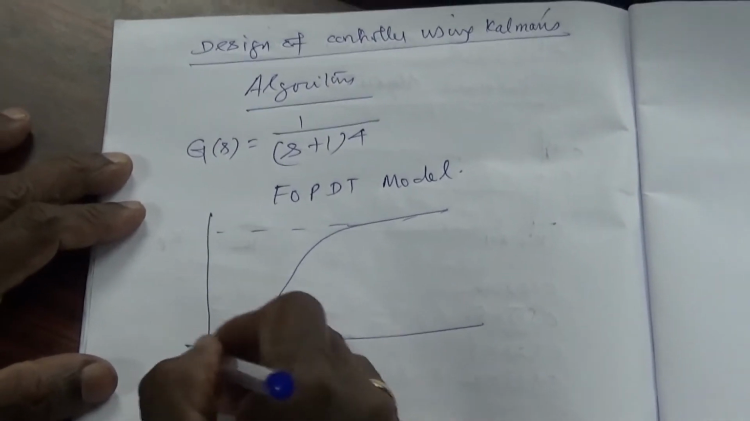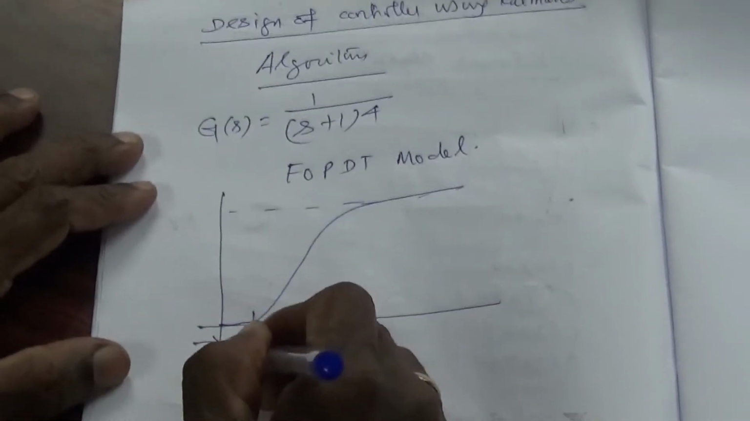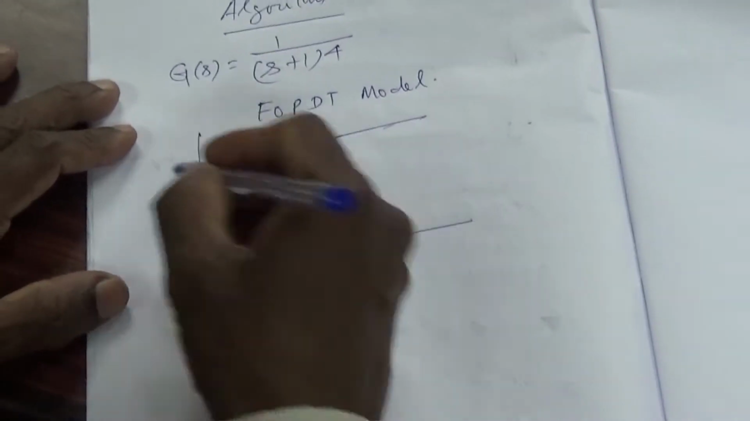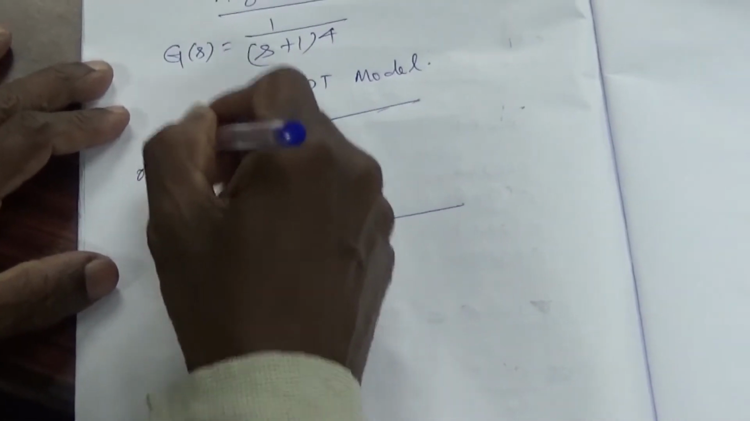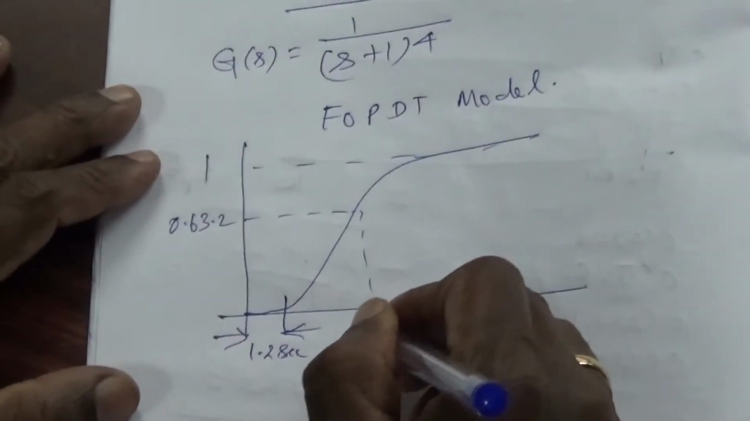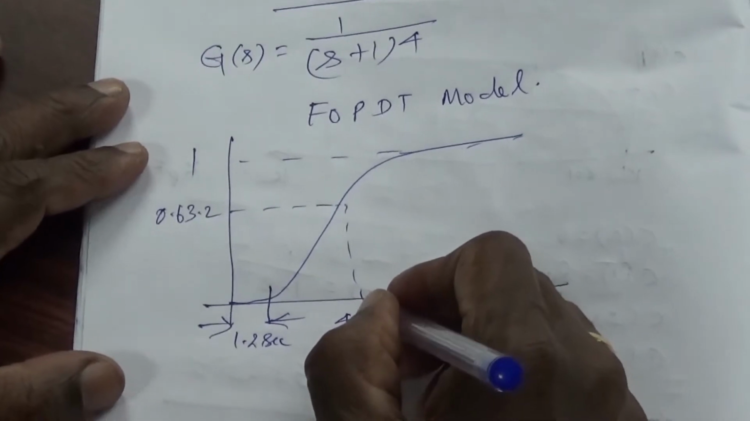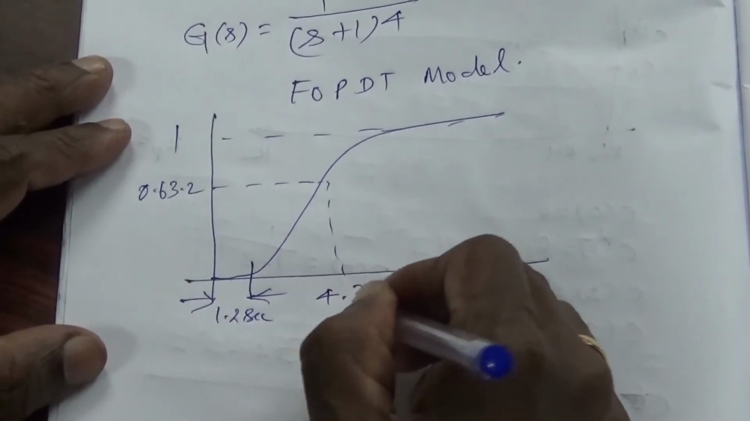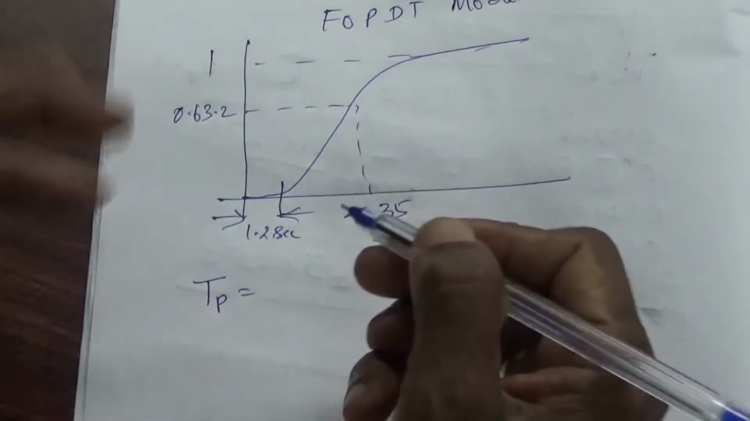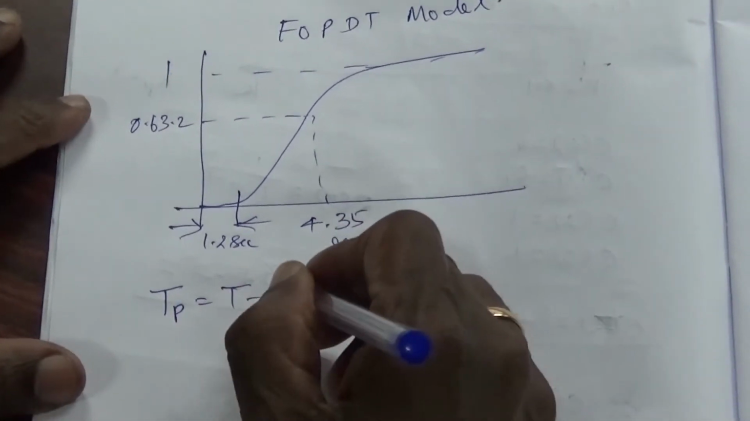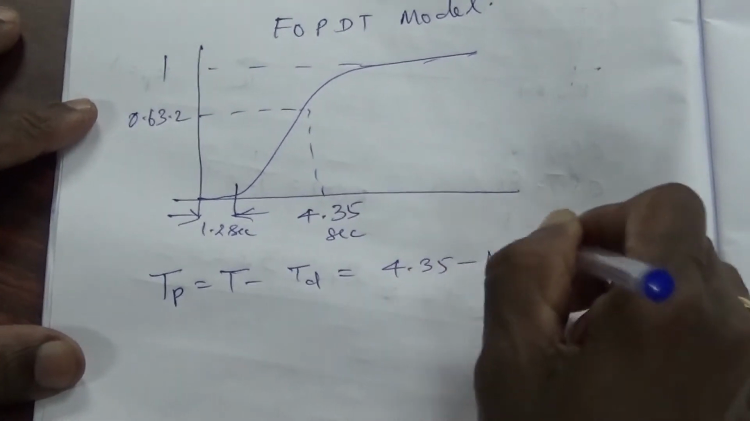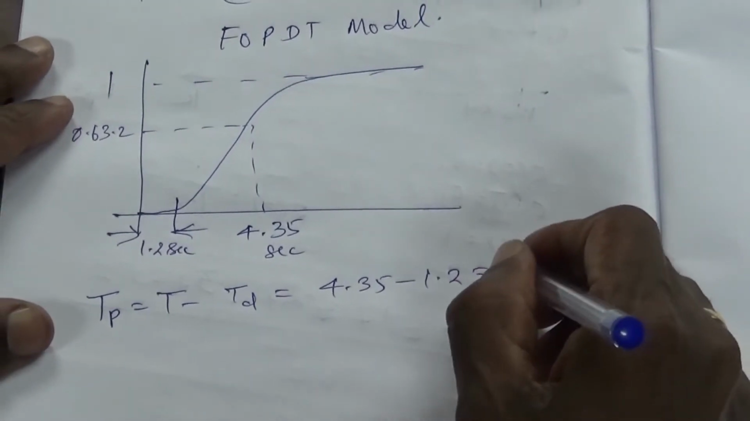Here the dead time we got is 1.2 seconds and the time taken to reach 63.2% is 4.35 seconds. Therefore the time constant Tp equals T minus dead time Td, that is 4.35 minus 1.2, equal to 3.15.